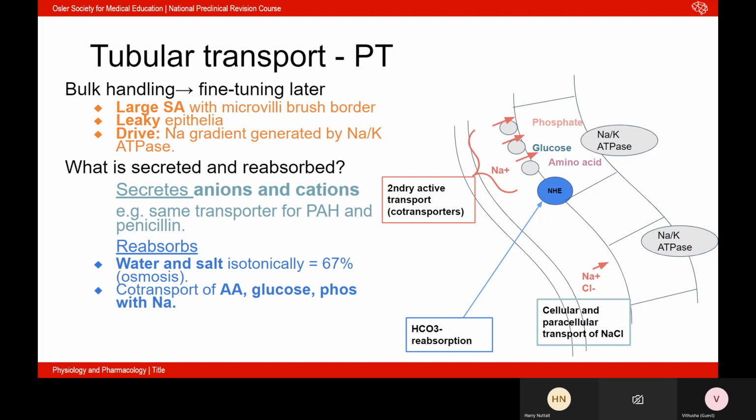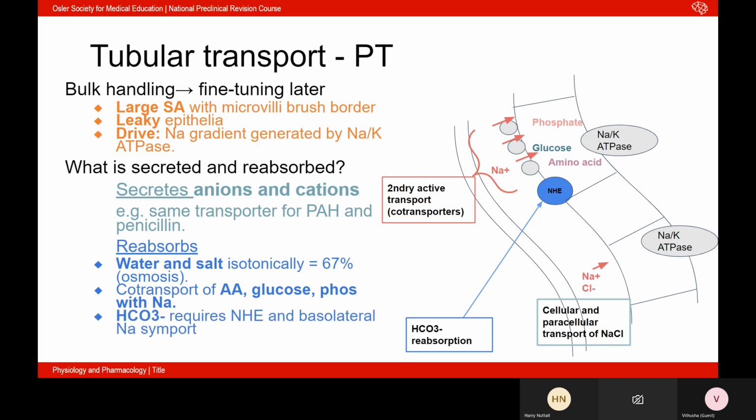You also have the co-transport of amino acids, glucose, and phosphate. And these are all very important solutes to reabsorb, as you can imagine. Amino acids and glucose for your nutrition, using it for your metabolism, and phosphate is involved in so many processes in the body. So these are absorbed through secondary active transport.